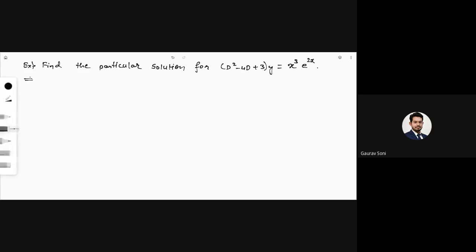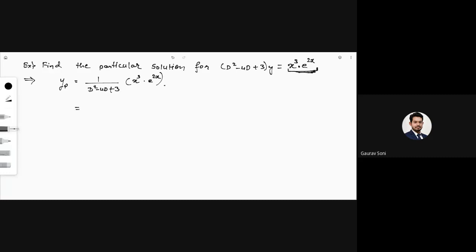So finding out the particular solution, you can see the right hand side. There is e to the power 2x into some function. There is a product. Okay. So we have the rule for x cube. We have the rule for e to the power 2x, but we didn't have the rule for a product. So what we'll do is we will remove e to the power 2x outside. So yp will be given by 1 upon d square minus 4d plus 3 acting on x cube e to the power 2x.